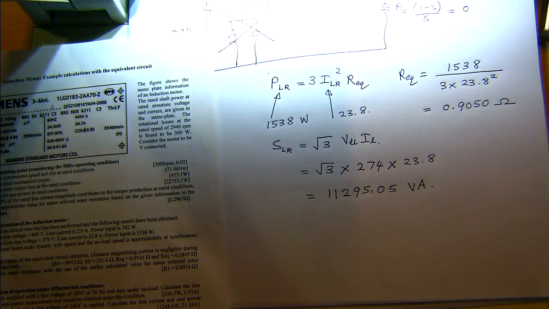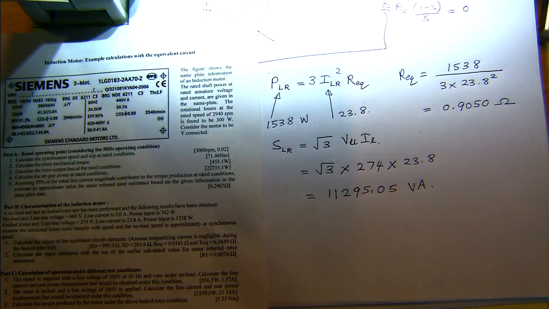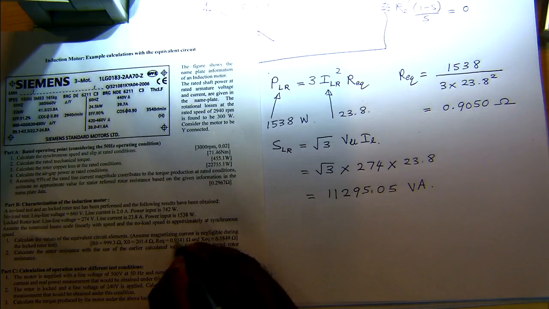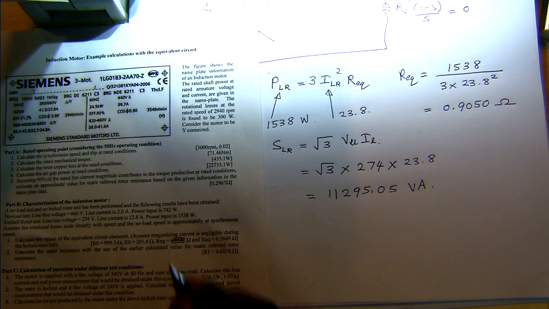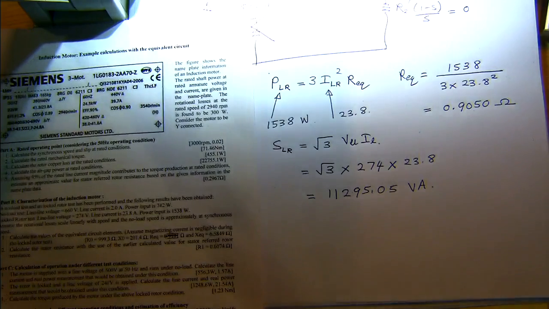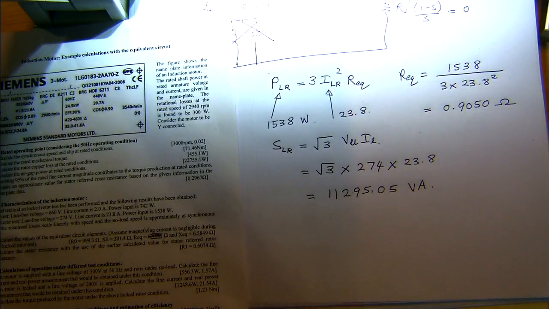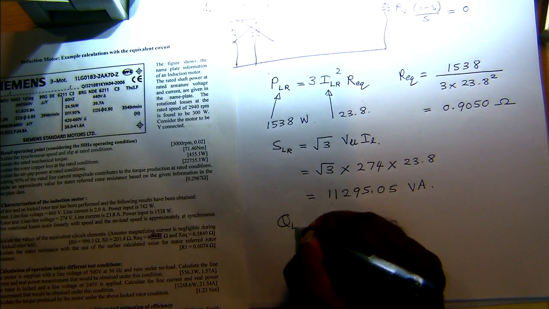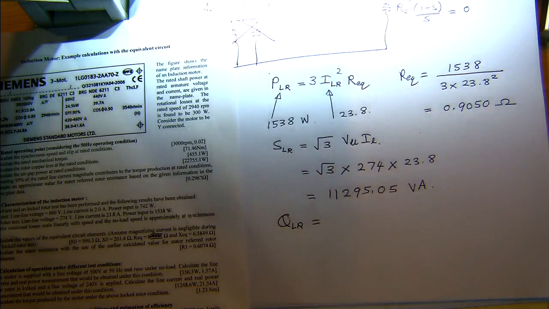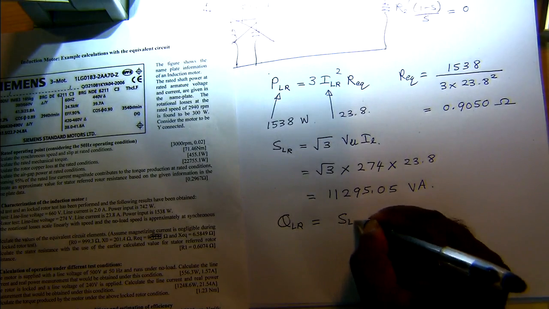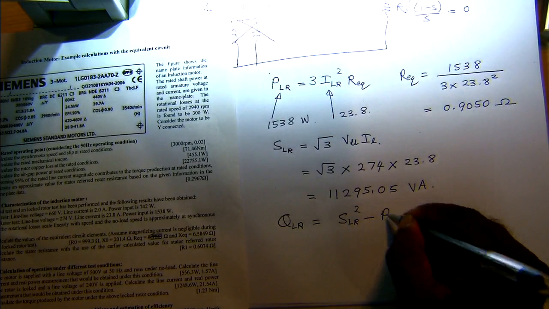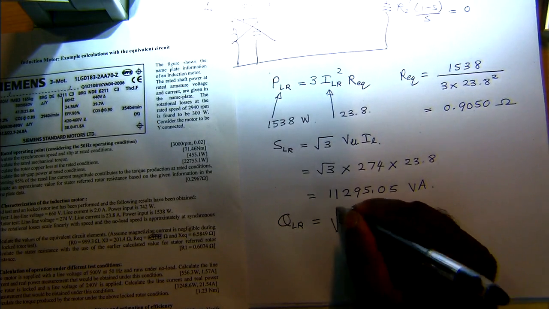So I'll probably have to correct this number here. And then Q lock rotor, that's the reactive power consumed during the lock rotor test. That's the square root of the apparent power squared minus P lock rotor squared.